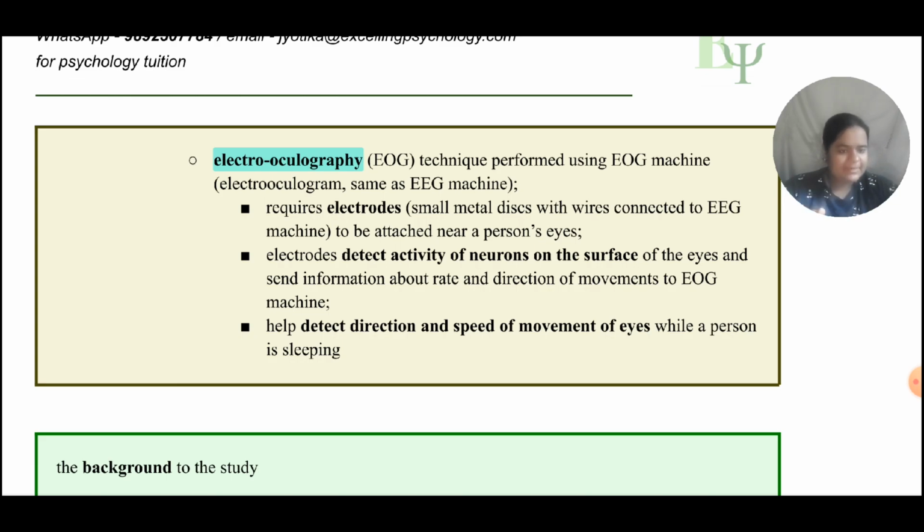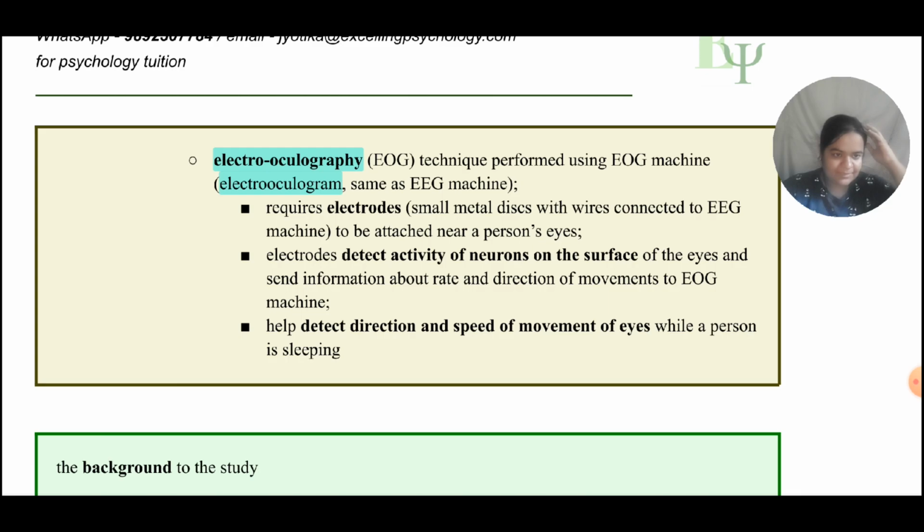But if we are to speak very technically, we could say that the technique is called electrooculography, and the machine which records this is called electrooculogram. Physically, that machine is the same as the EEG machine. So the EEG machine is the same, but the type of recording being done is different. EEG recording is to do with brain neurons, and EOG recording is to do with eye neurons. Just like our brain has neurons, our eyes also have neurons around them. You must be remembering from your studies of the central nervous system in biology. I won't go into the depth of that, but eyes have neurons around them.